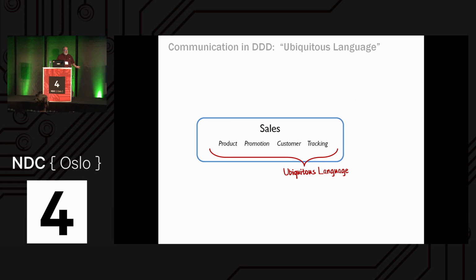And of course, every domain has their own ubiquitous language. So in sales, you might have a product and a customer and a tracking. And again, in a different domain, another set of ubiquitous language. Some of the words are the same, but they mean something different because it's a different context.